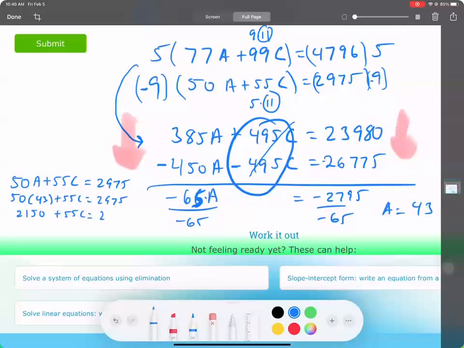And again, we're just using skills from day 1 class, okay? We're going to minus 2,150 from both sides. So 2,975 minus 2,150. We end up with a positive 825. We can divide this by 55. So our C value, our children's cost is $15 per meal. They're probably having chicken nuggets or something.